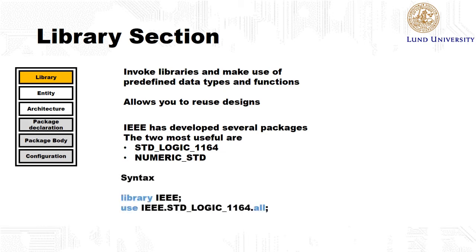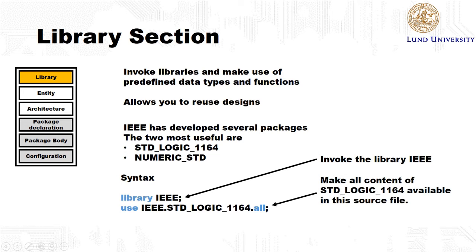To make use of a library, you first invoke the library with the keyword library and then the library name. So here we have library IEEE. Then we must tell which part of the library we would like to use. So here we would like to use the std_logic_1164, and we would like to include everything in this library. So we put .all at the end of the line. So the library in VHDL is a bit like the #include used when programming in C.